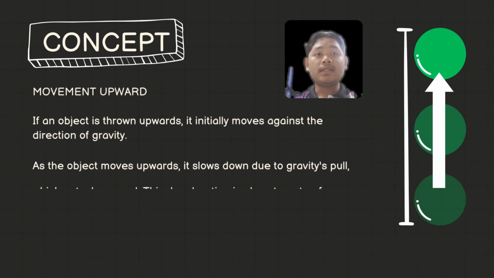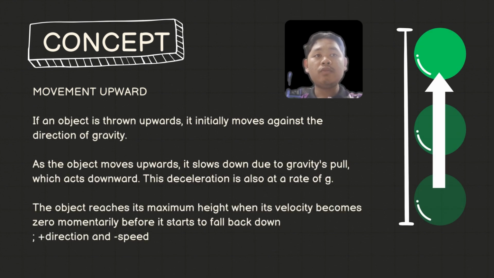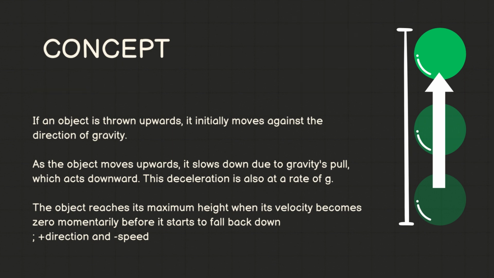If an object is thrown upwards, it initially moves against the direction of gravity. As the object moves upwards, it slows down due to gravity's pull, which acts downward. This deceleration is also at a rate of g. The object reaches its maximum height when its velocity becomes zero momentarily before it starts to fall back down. In other words, if an object is moving upward, the speed will reduce.